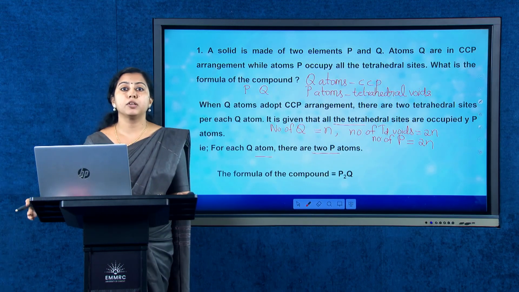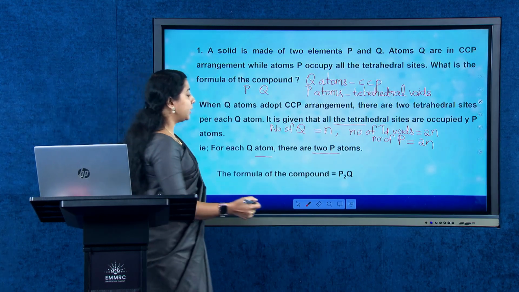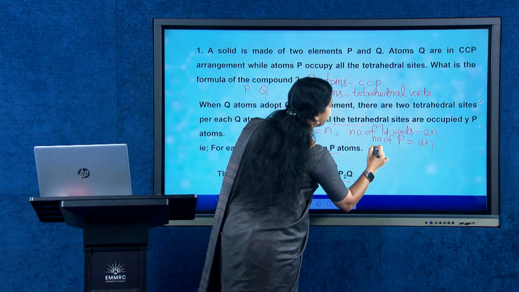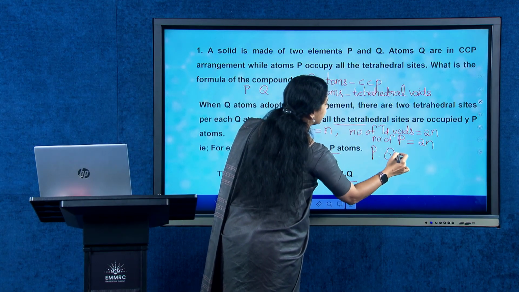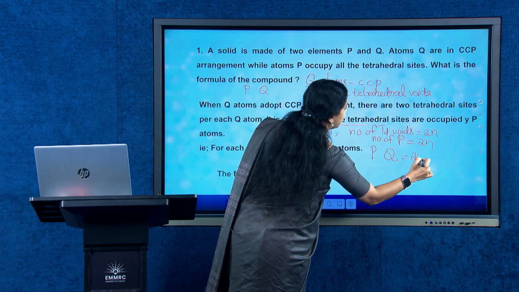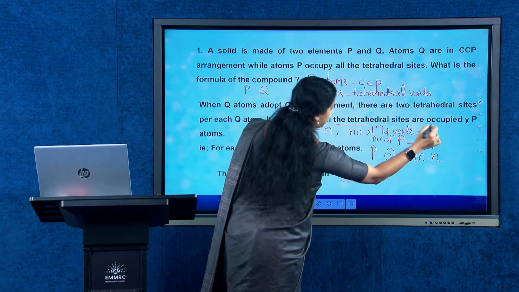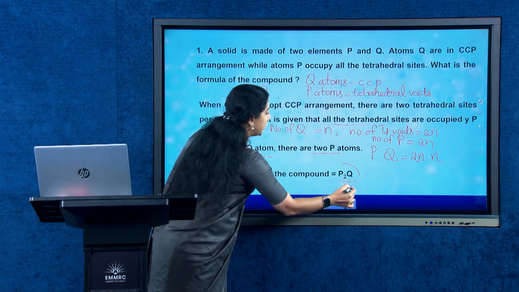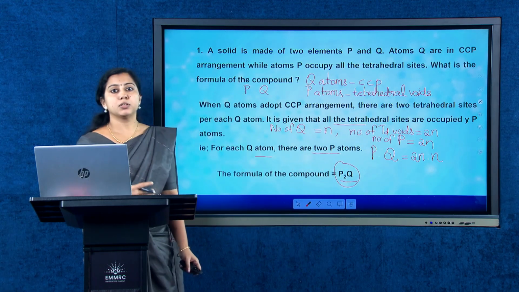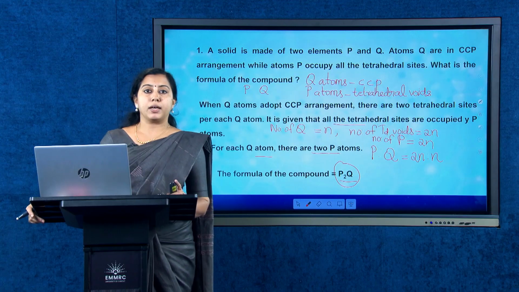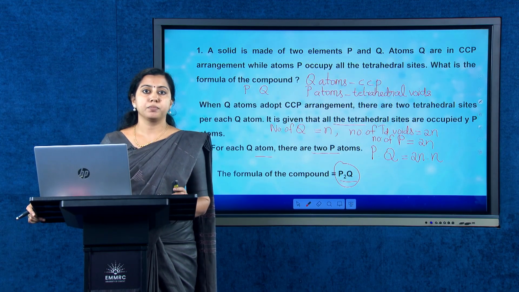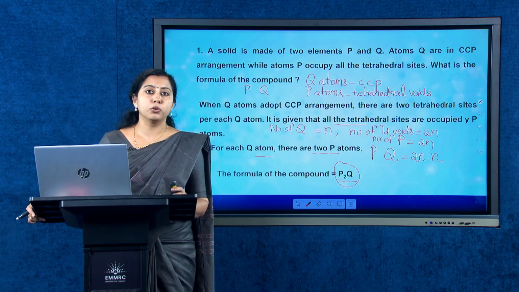So, what will be the formula of the compound? If we take the ratio of P is to Q, that will be equal to 2n is to n, so 2 is to 1. So, the formula will be P2Q. In a similar way, we can find out the formula of the given compound. Okay. So, now let us see a few more questions.